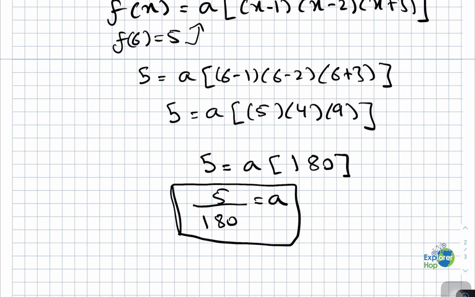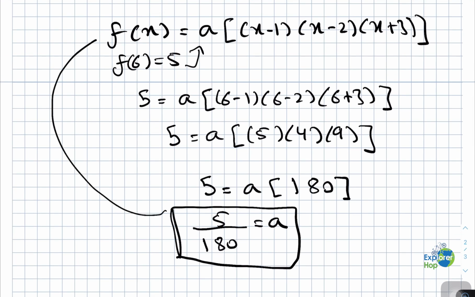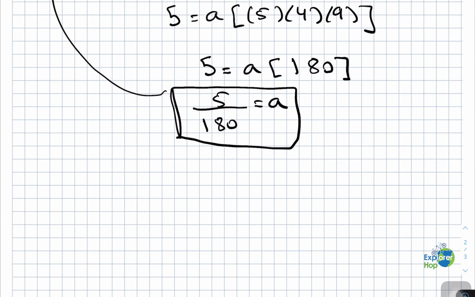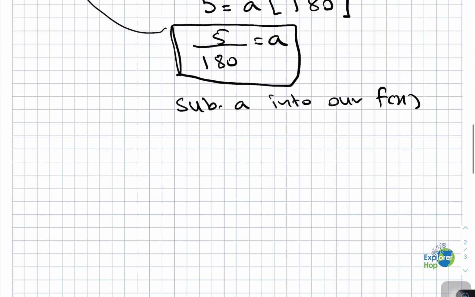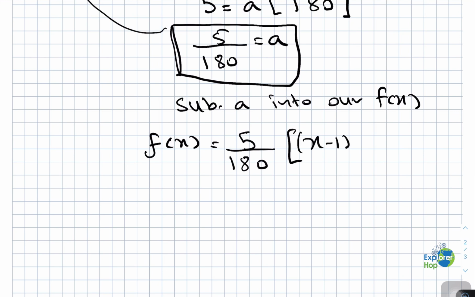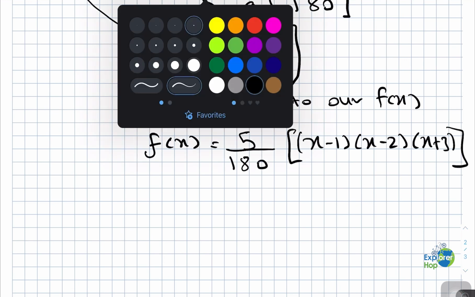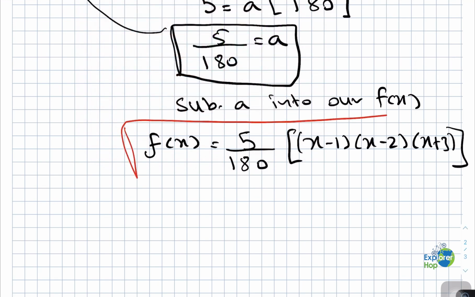Now that we have this, we can simply plug our a back right here, substituting a into our function, and our final answer should be f of x is equal to 5 over 180 times x minus 1, x minus 2 times x plus 3, and that's our answer.